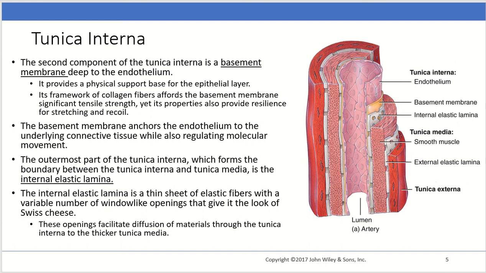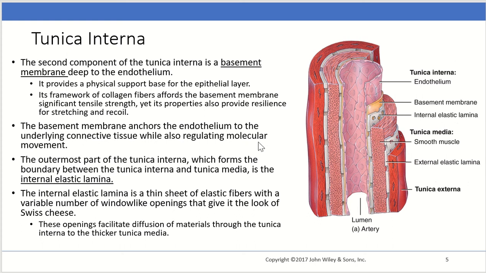So it's going to allow it to maintain all of those properties. The basement membrane is going to anchor the endothelium to the underlying connective tissue, while it also regulates the molecular movement.